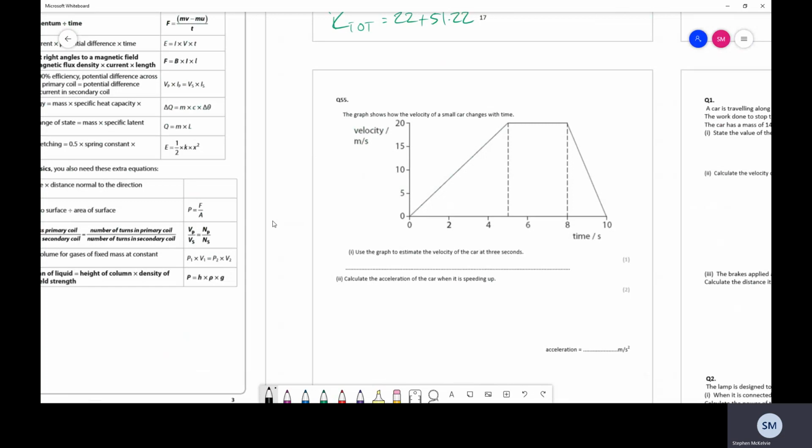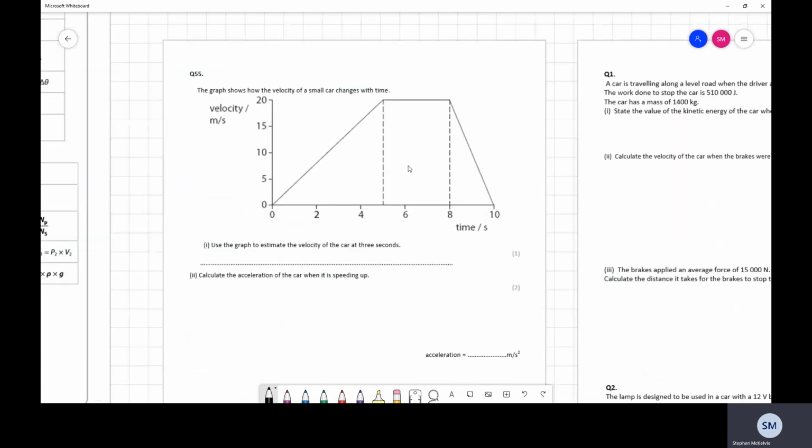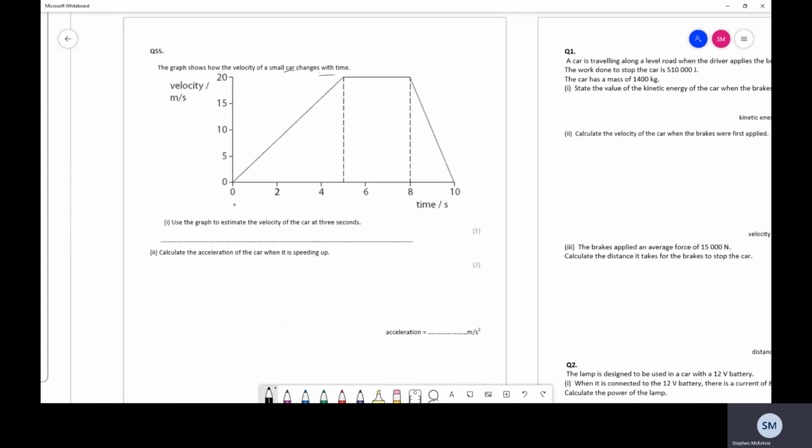The graph shows how the velocity of a small car changes with time. Not nice to call it small, maybe it just hasn't had time to grow yet. Use the graph to estimate the velocity of the car at 3 seconds.